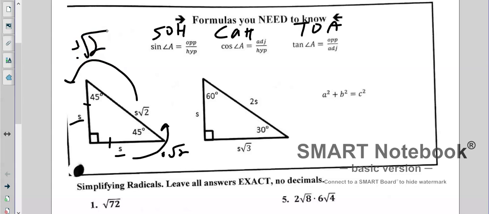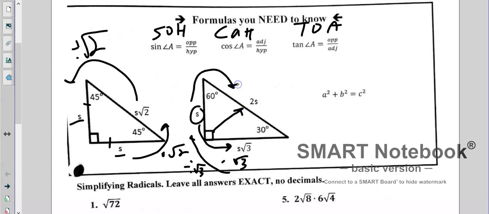A little bit more work for the 30, 60, 90. You always want to start with the small side. If you're going to the larger side, not the largest, larger, you're going to multiply by radical 3. If you're going the opposite direction, obviously you're getting smaller, you're going to divide by radical 3. If you're going to the hypotenuse, which is the longest side, you simply multiply by 2. And if you're going this direction, you divide by 2. And then the classic a squared plus b squared equals c squared.